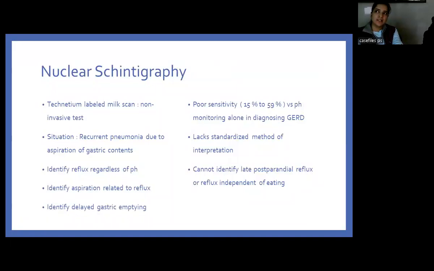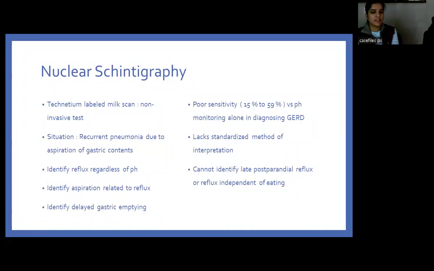Coming to the next modality, which is nuclear scintigraphy. It's a technetium-labeled milk scan. It's a non-invasive test. Basically, a technetium-labeled sulfur colloid is mixed with the milk and fed to the patient. In half of the feed, the technetium-labeled sulfur colloid is added, and in the other half, cold feed is given. After feeding the child, the patient is kept on the table with a gamma camera beneath, and films are taken over a duration of 1 to 2 hours.